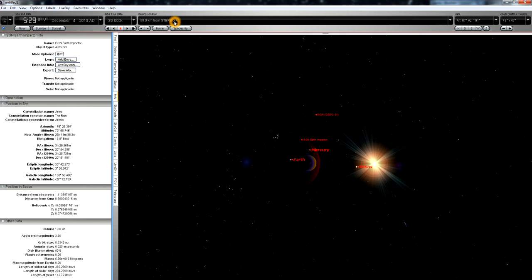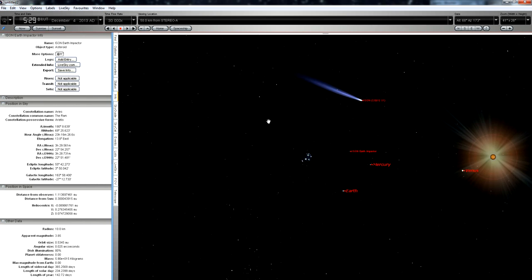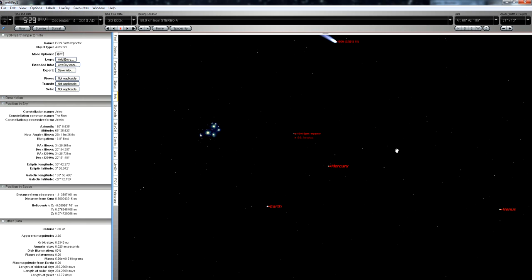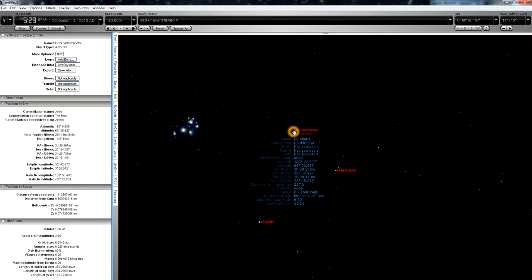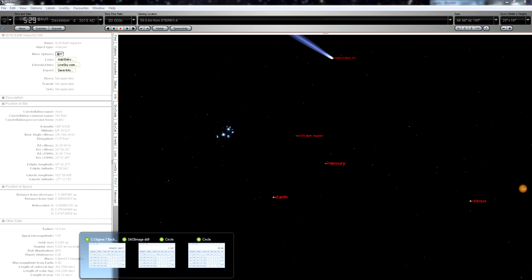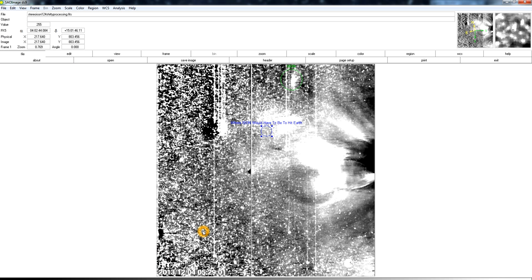So we have here the view from STEREO Ahead, and we're going to zoom in here and take a look at what we see. So on December 4th at 5:29:01 Universal Time, the virtual Earth impactor is right next to this star right here. And ISON is up at the top of the frame here. Now this is approximately the view from STEREO Ahead's heliospheric imager number 1. And I have that image astrometrically solved right here.